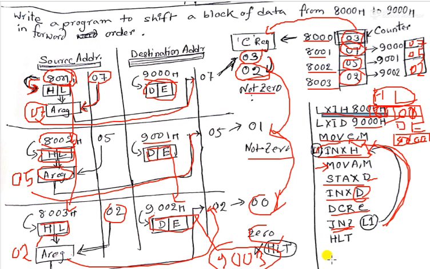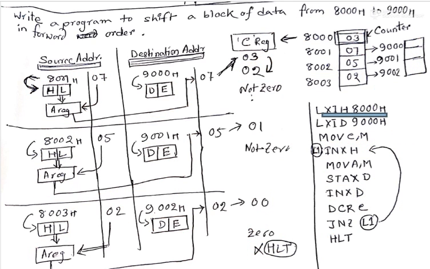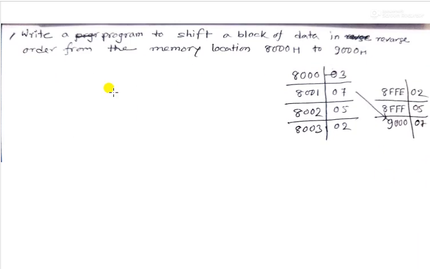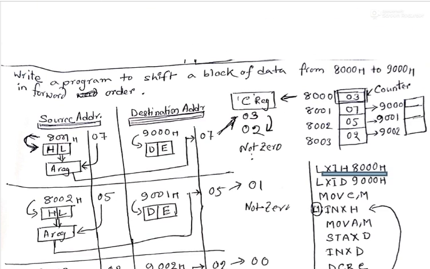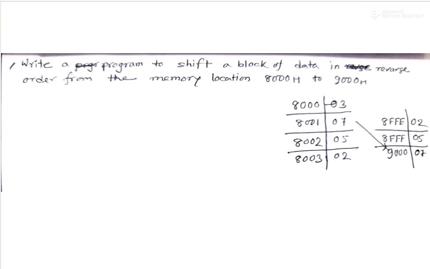Now come to the second program. Write a program to shift a block of data in reverse order. In the previous question, that was in forward order. It is in reverse order now. That means the program is the same. There is a counter value at 8000 location, and 8001, 8002, 8003, 8004 are the block of data. Here we have to move this block of data in reverse order.